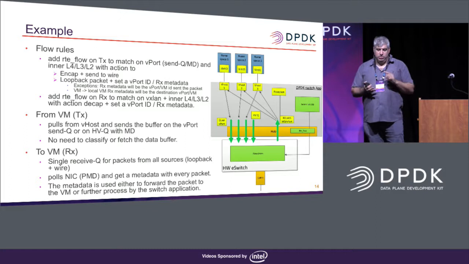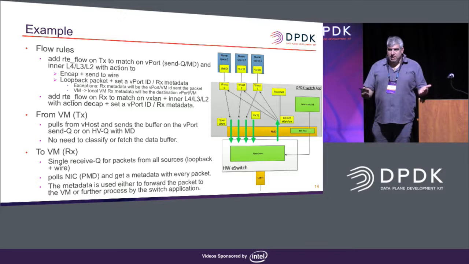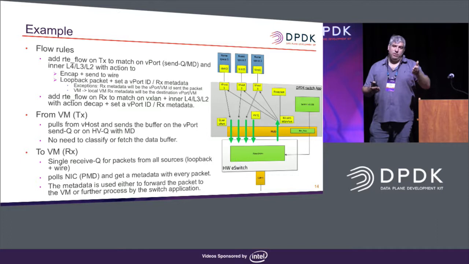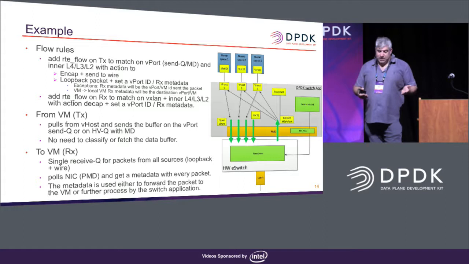So this is the receive and the transmit, and there is also a loopback case. A loopback case means that one VM wants to speak to another VM. This actually has two kinds of flows. One VM is sending the packet, so we need to have a rule on the send side, and this packet needs to be looped back. So the action of this rule won't be to do the encap and send to the wire, because the destination is actually on this machine.